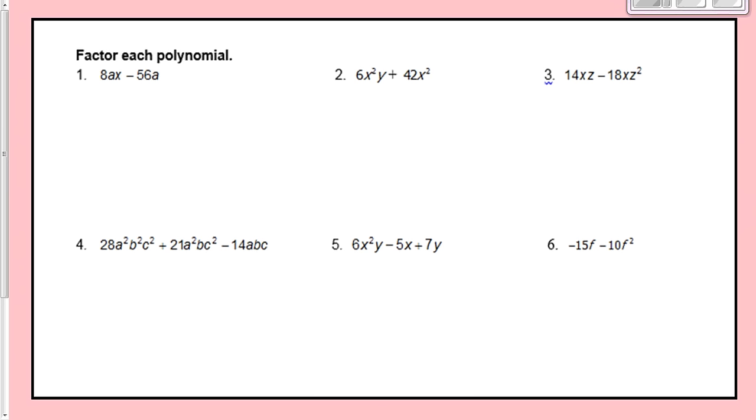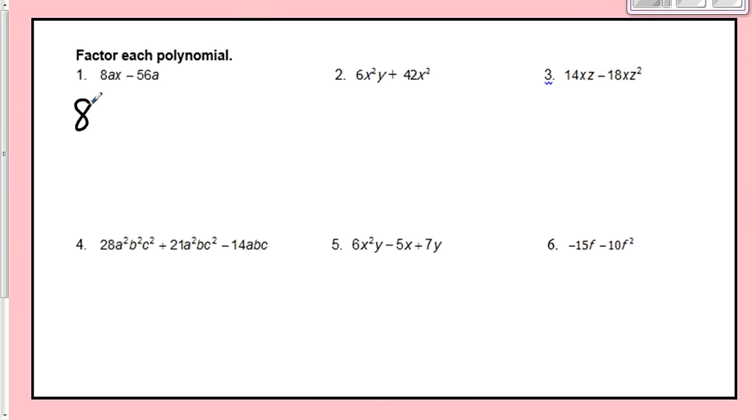Okay, so again, here's just some practice problems. Number 1, 8ax minus 56a. Again, I'm trying to turn this into a problem where it looks like multiplication, it looks like distribution, right? So I look at the greatest common factor that each one has. Well, let's start with just the numbers, 8 and 56. The greatest common factor between those two is 8. 8 is divisible into both of those terms, right?